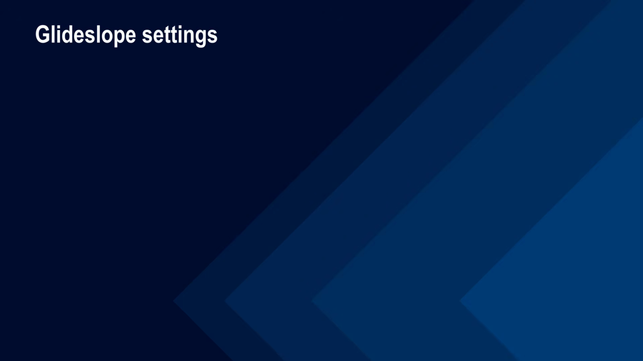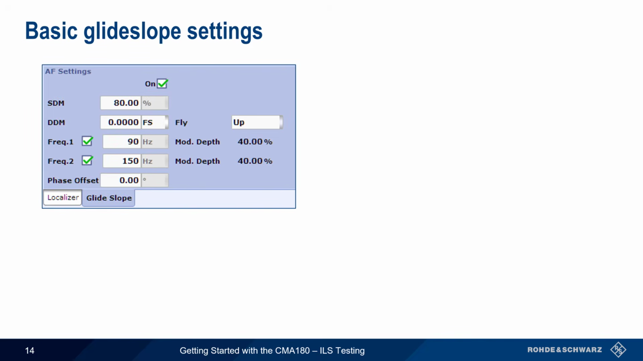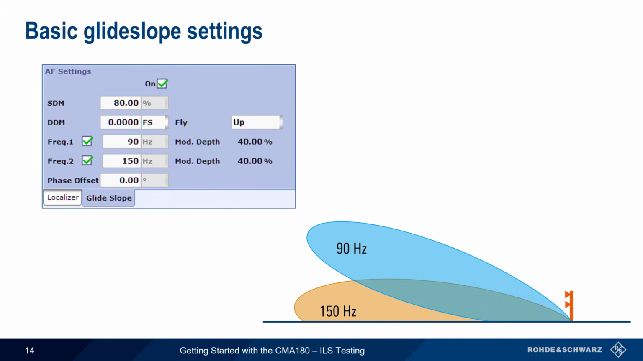Now that we've covered localizer, let's move on to discussing glide slope. As previously noted, most of the concepts in localizer apply to glide slope signals as well. The basic glide slope signal settings work the same way for glide slope as they do for localizer. They allow changing the frequency of the two lobes, turning one of the lobes off, and changing the phase between the lobes. Again, these are analogous to the basic settings for localizer.